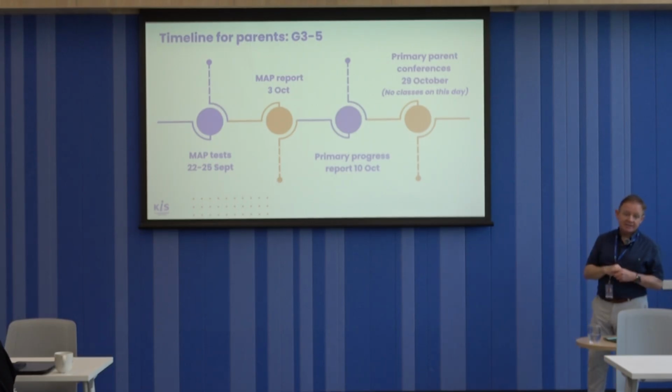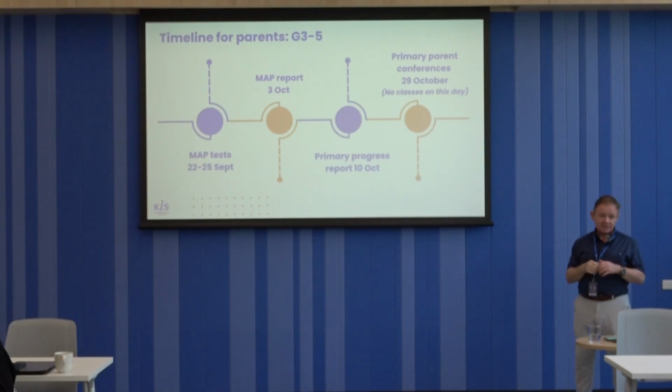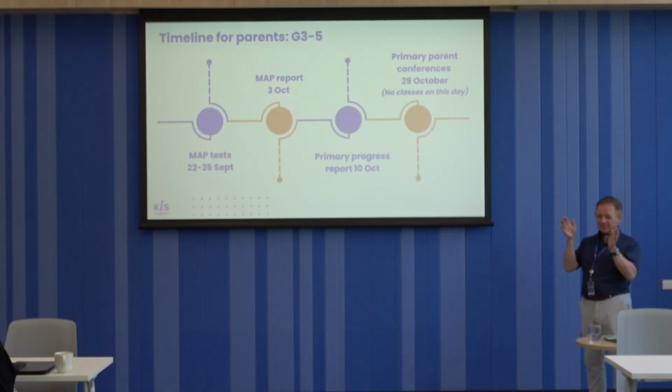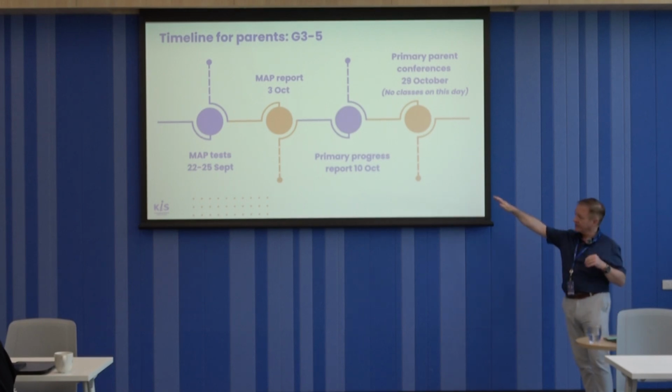So it's a really good idea, after you get the MAP report, to have a look through it and have questions ready for the teacher to talk to them about at the parent conferences. But as we said, the MAP score is very narrow, so you're also looking at their primary progress report of the 10th of October.